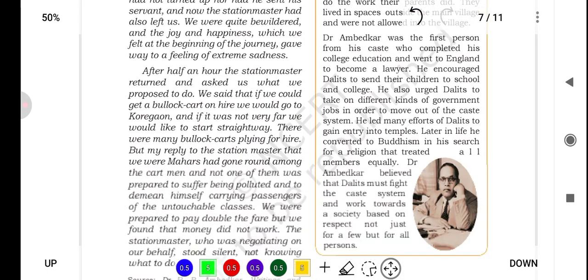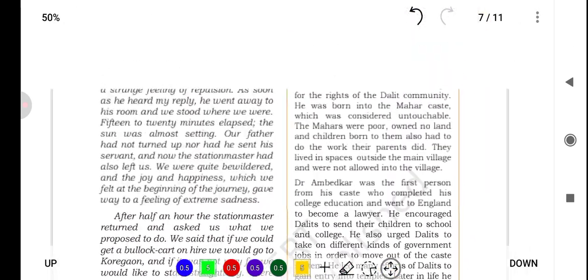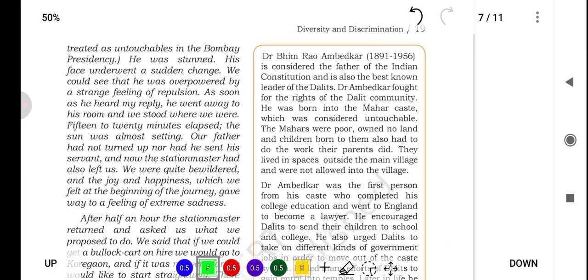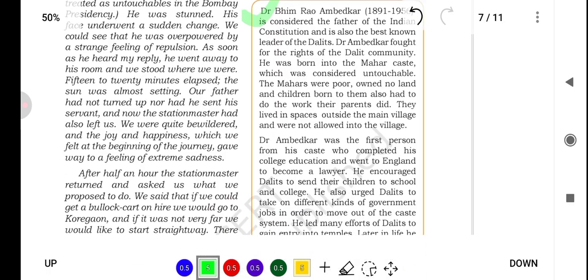The story continues here also. We'll read this small snippet. Dr. Bhimrao Ambedkar, 1891 to 1956, is considered the father of the Indian Constitution and is also the best known leader of the Dalits. Dr. Ambedkar fought for the rights of the Dalit community. He was born into the Mahar caste, which was considered untouchable. The Mahar were poor, owned no land, and children born to them also had to do the work their parents did. They lived in spaces outside the main village and were not allowed into the village.